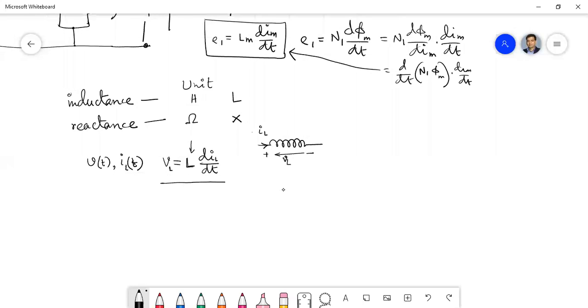Now, there is a transformation. I think you haven't come across that, which is called the Laplace transformation. Have you come across this term, Laplace transformation?